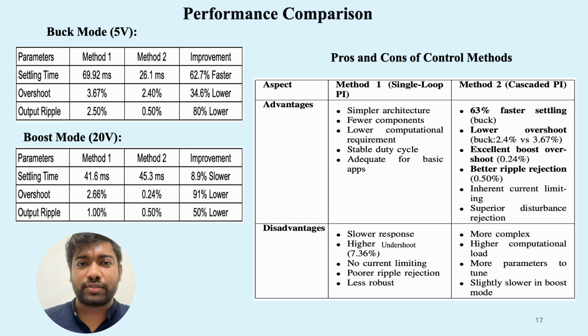Moving on, in this slide we will establish the pros and cons of the two control methods. PI control has poor ripple rejection, no overcurrent protection, and slow response, making it less robust compared to method 2's current limiting, faster settling time and lower overshoot in buck mode. Method 2 takes 63% less time than method 1 for the output voltage to stabilize after a disturbance.